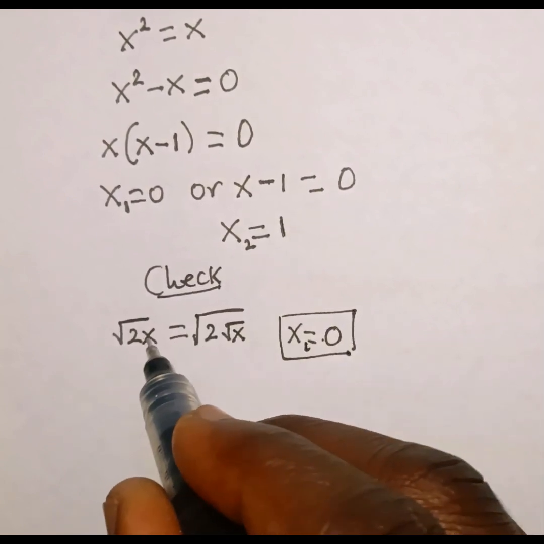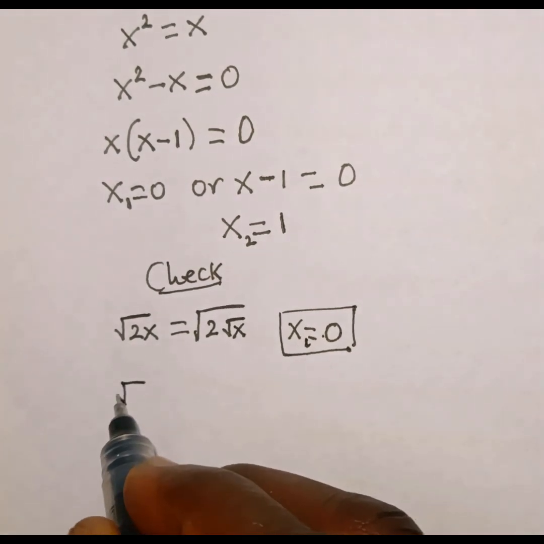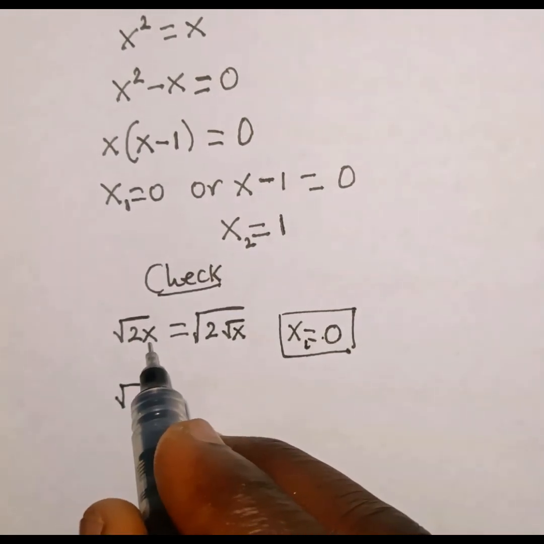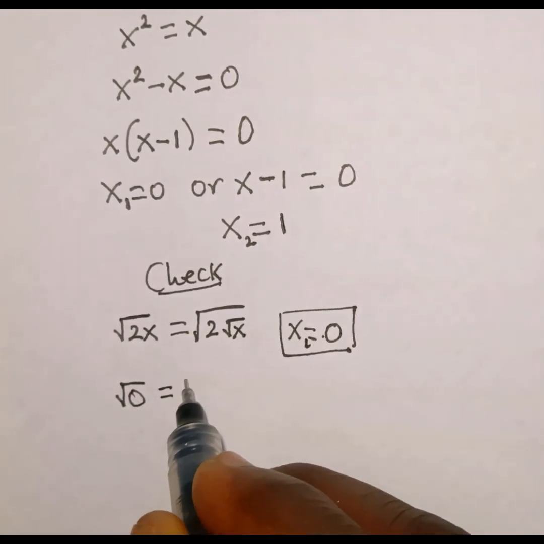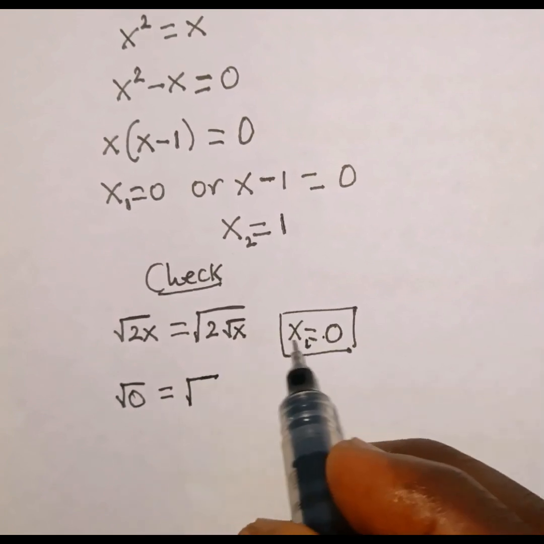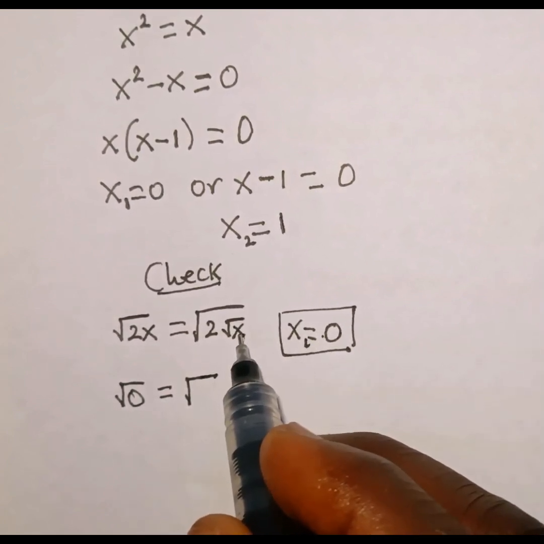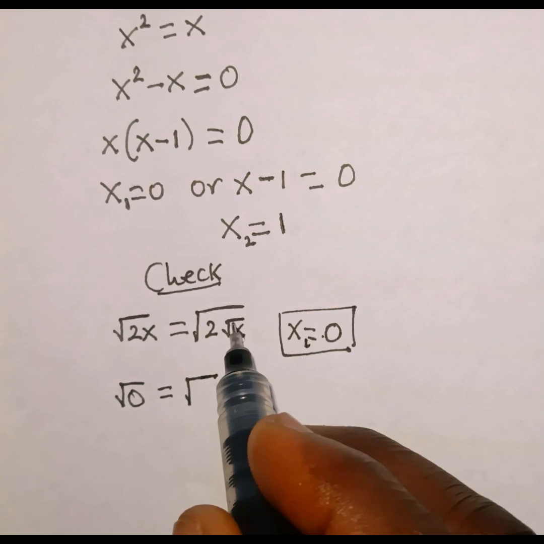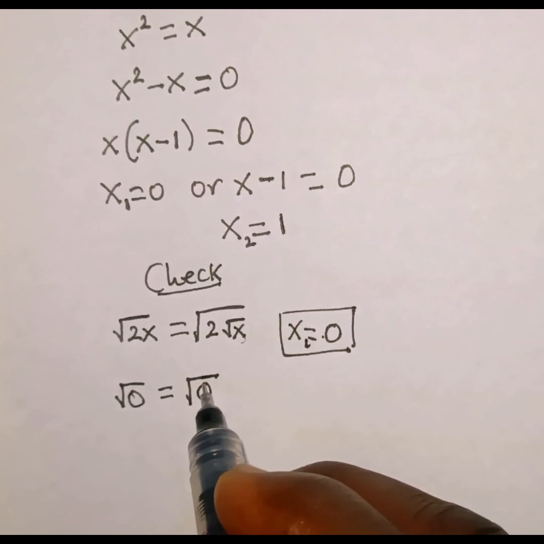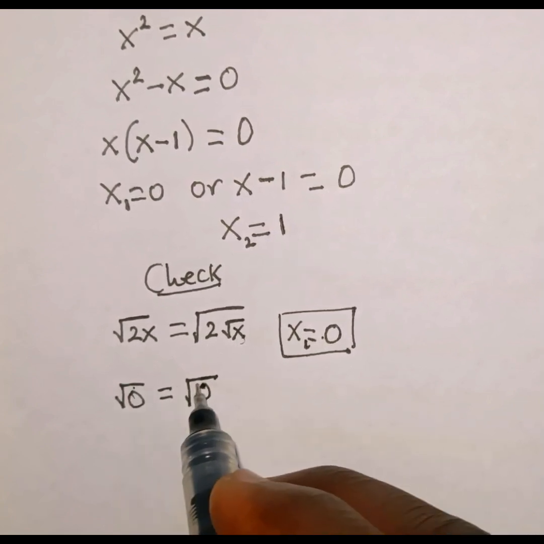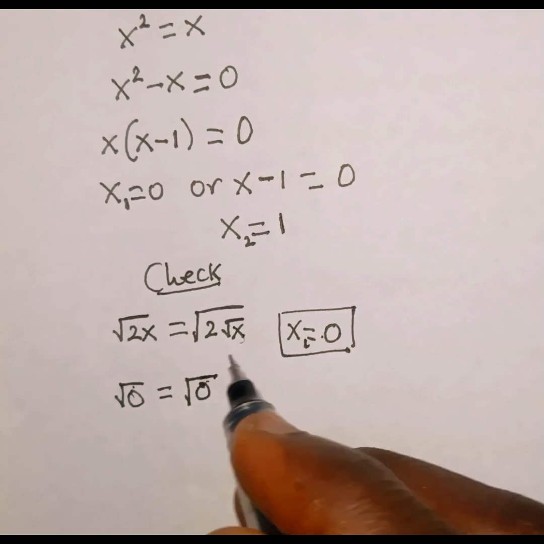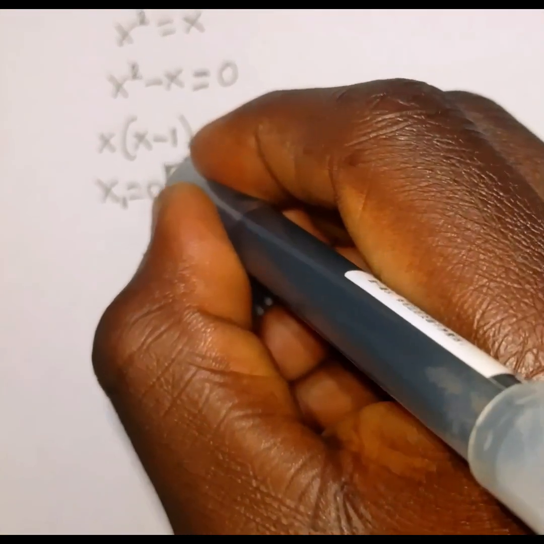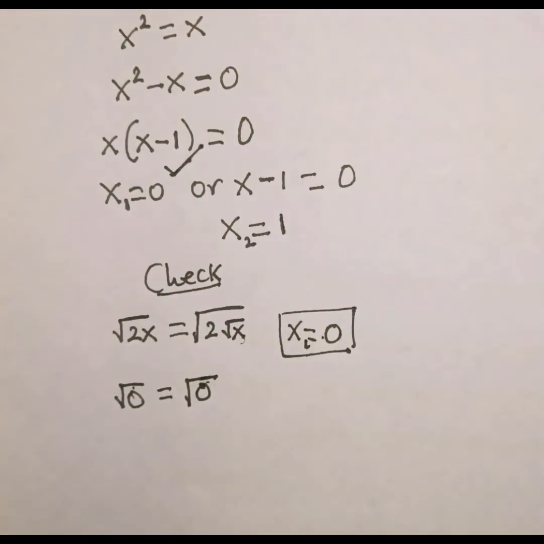When we plug in 0 here, we are going to see that the square root of 2 multiplied by 0 gives us 0, which is equal to the square root of, when we plug in 0 here, the square root of 0 is the same as 0, and 2 multiplied by 0 is 0, so everything is going to be 0. Therefore we can say that the first solution satisfies the equation.